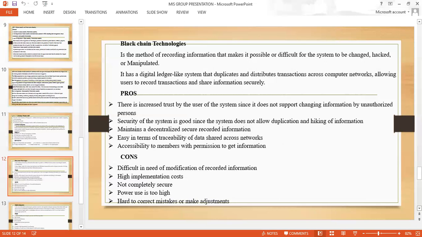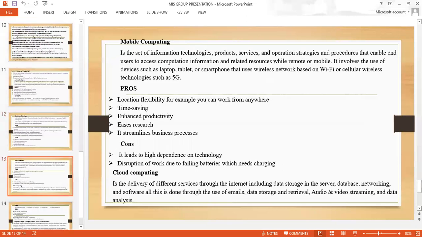High implementation cost. To have the system, you have to inject a lot of money to implement. It's not completely secure. People can hack into the system. It needs power usage, and it is hard to correct mistakes or to make adjustments. Mobile computing is the system of information technologies, products, services, and operation strategies and procedures that enable end users to access computing information and related resources.